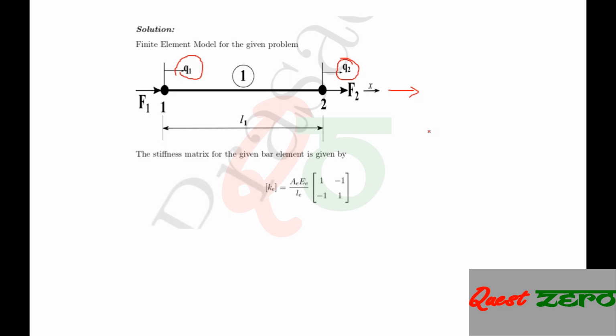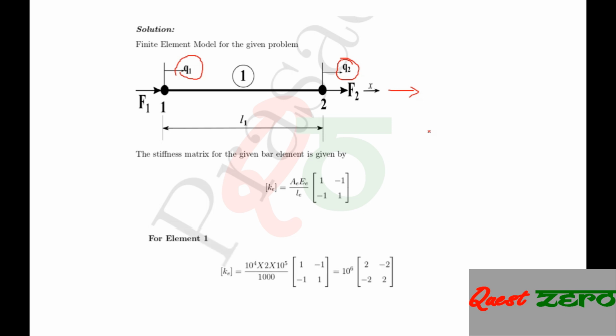With these data, the second step after modeling the finite element is to calculate the element stiffness matrix. The element stiffness matrix is given by the equation K_e equals A_e E_e over L_e times the matrix [1 -1; -1 1]. For this problem, where there is only one element, we directly calculate the stiffness matrix, and the same elemental stiffness matrix will hold good as the global stiffness matrix.